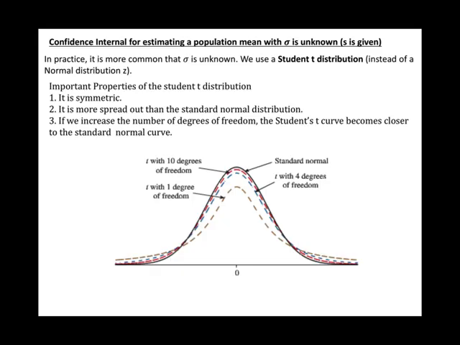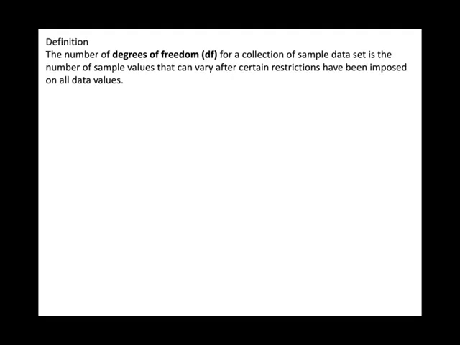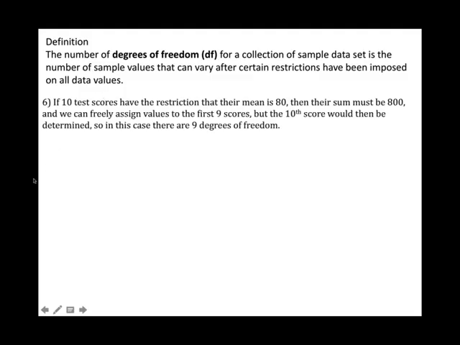Now let me explain the meaning of degree of freedom. Definition: the degree of freedom for a collection of sample data is the number of sample values that can vary after certain restrictions have been imposed on all data values. So what is the degree of freedom? Look at this example. If 10 test scores have the restriction that the mean is 80, my restriction is that the sample mean has to be equal to 80.